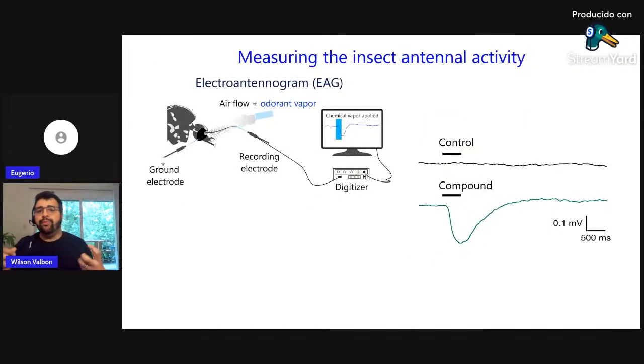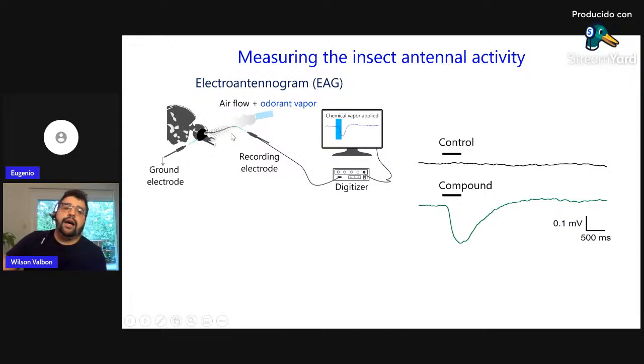So then, how do we measure the response of an insect to an odorant, a vapor compound? Here I have a schematic figure of the electroantennogram. It's a very old technique, from the 1950s. They figured out that they could record the response of the antenna to odorants, to compounds.